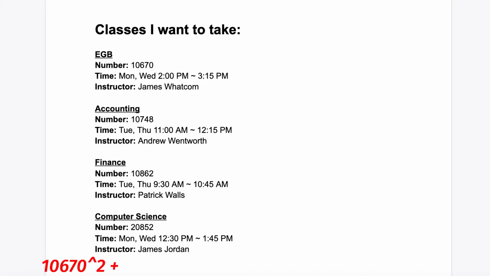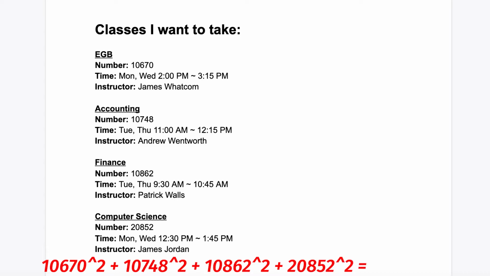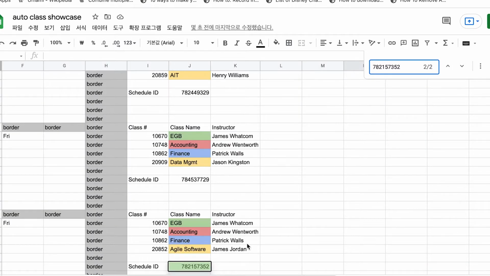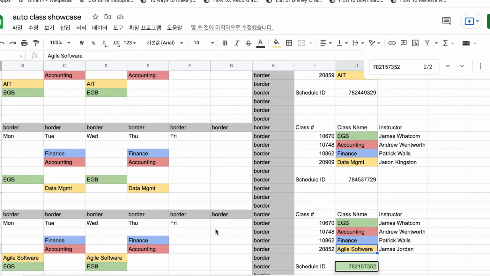EGB has a number 10670, accounting has a number 10748. Finance has the course number 10862, and computer science has the number 20852. Square these and add them together, and you get 782157352. And if you try searching this up on your sheet, you get it right away. And it seems like Plan 57 is your first priority.